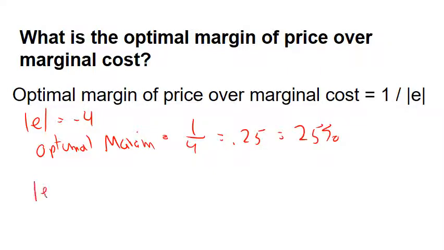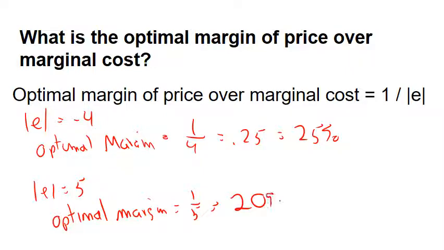Suppose the absolute value of E is equal to 5, then the optimal margin would equal 1 over 5, which is the same as 20%. So the optimal margin depends on the price elasticity of demand and only the price elasticity of demand.